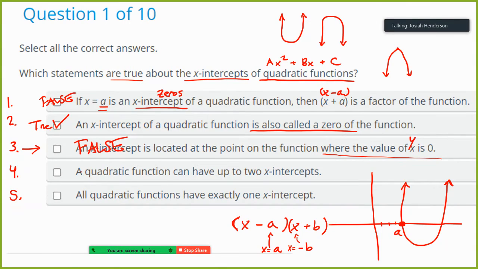Thank you, Aaron. Okay, number 4, a quadratic function can have up to 2 x-intercepts, or zeros. A quadratic function can have up to 2 x-intercepts. That means it could have 0. It could have like no x-intercepts. It could have 1 x-intercept, or it could have 2. But it couldn't have any more than that. Couldn't have 3 or more. Any thoughts on this statement, number 4?